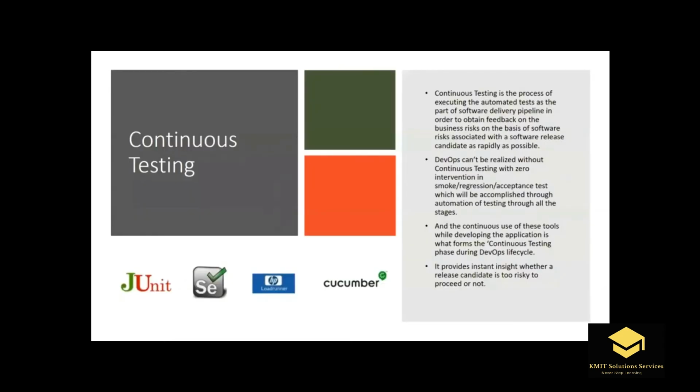Then continuous testing. When we talk about testing, there are different types of testing. There is unit testing, which developers do. There is integration testing, performance testing, and smoke testing. So there are different types of testing. When you say that you are using DevOps for continuous testing, it means this is all automatic.